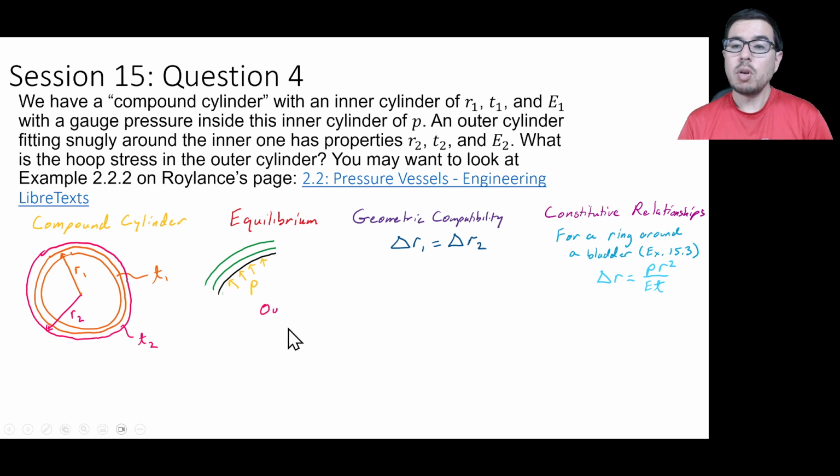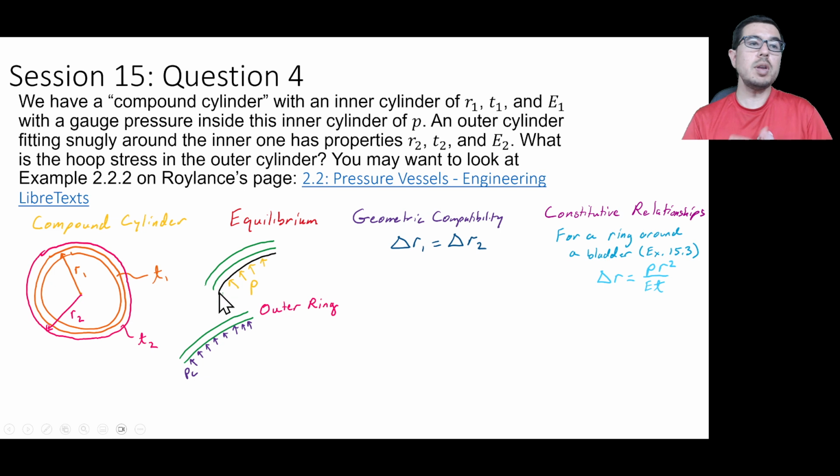If we now draw the outer ring, taking this green part out here and drawing it again, what we see is there's going to be some pressure that's causing the outer ring to be in tension. Let's call that PC, P sub C. If there were no inner ring here, between the green and the black, then this PC would just be acting on this outer ring.